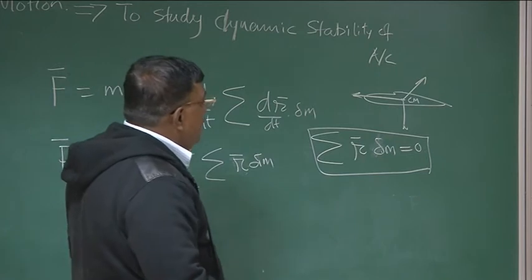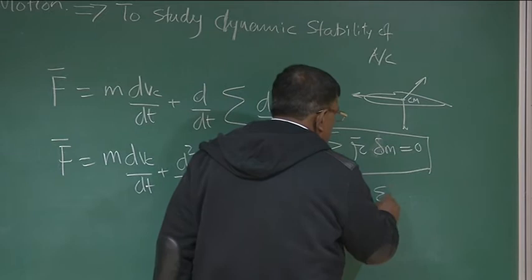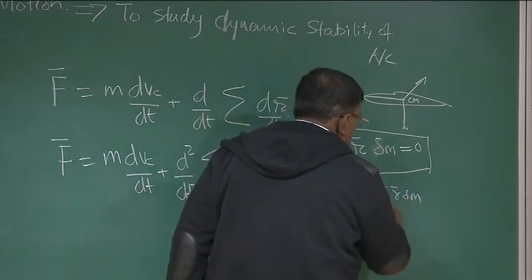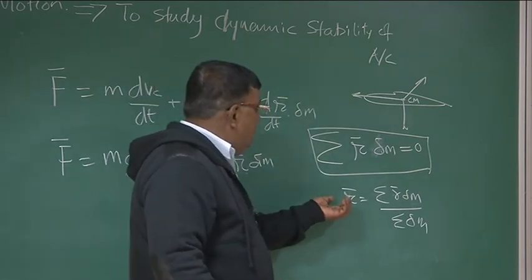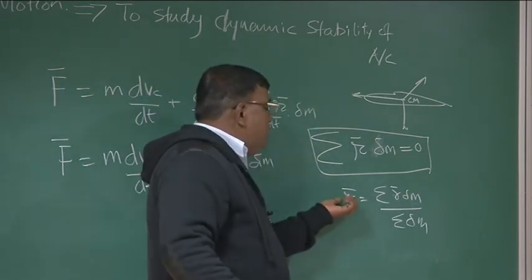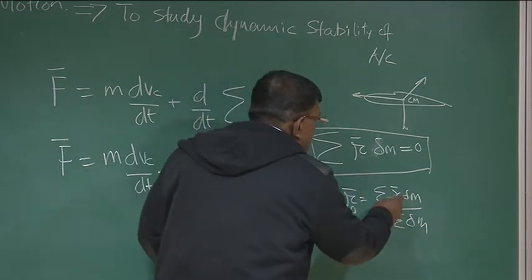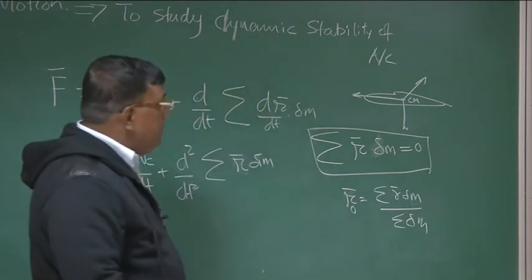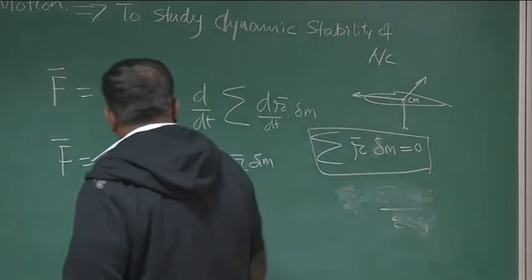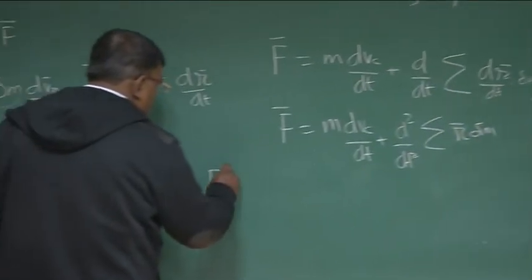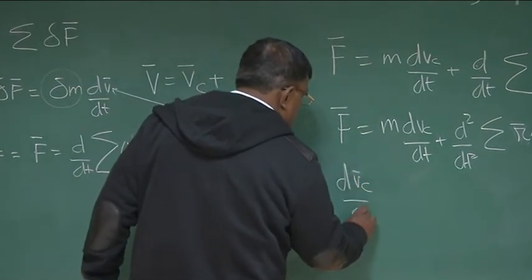Why? Because how do we define center of mass? Any center of mass location is summation of r dm by summation of dm. Now since your axis is at CG, this value becomes 0. So naturally r dm becomes 0. This is the definition of center of mass. I am sure you should be able to understand this. If this is 0, then what I have is F equal to m dVc by dt.